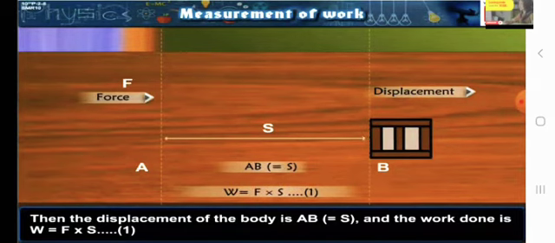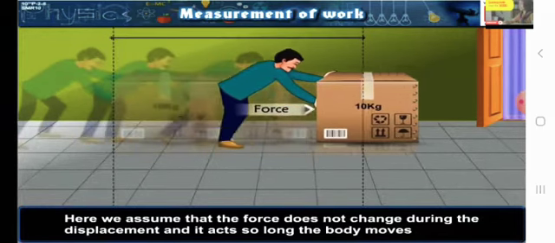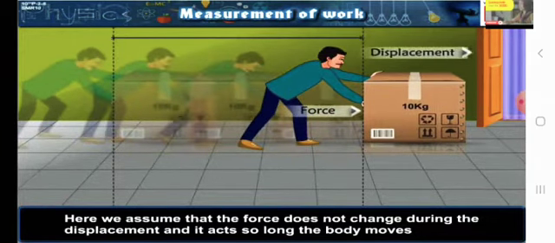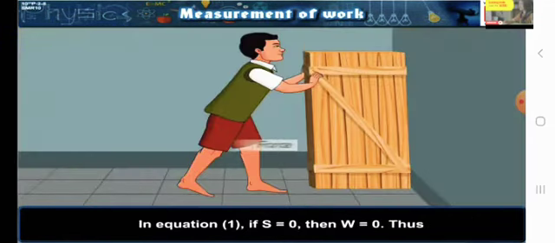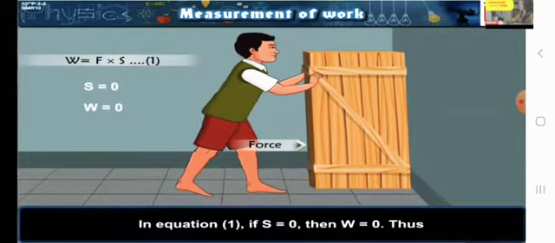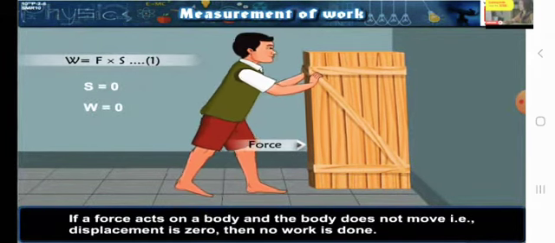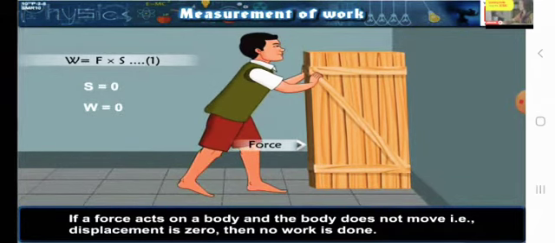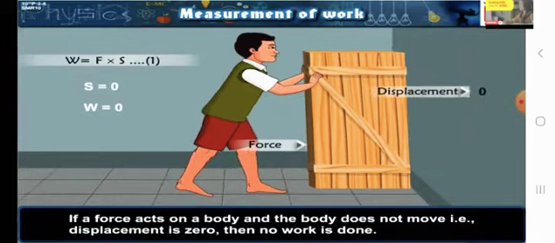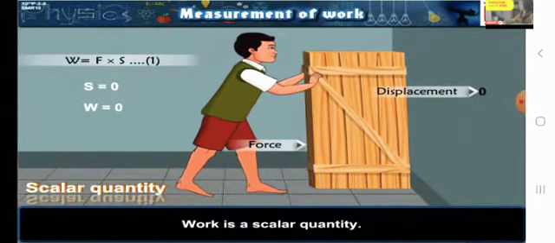Let this be equation 1. Here we assume that the force does not change during the displacement and it acts so long as the body moves. In equation 1, if S is equal to 0, then W is equal to 0. Thus, if a force acts on a body and the body does not move, that is, displacement is 0, then no work is done. Work is a scalar quantity.